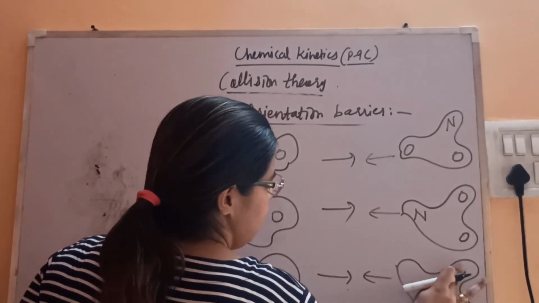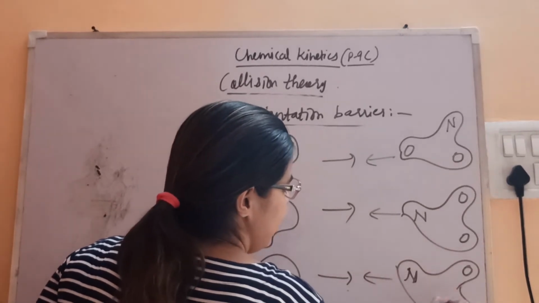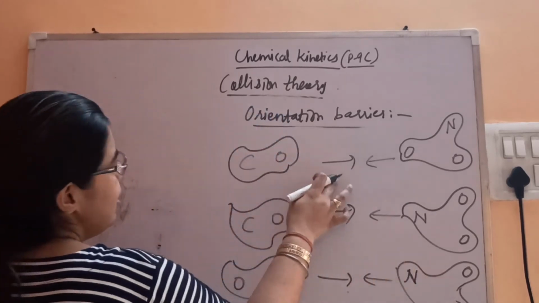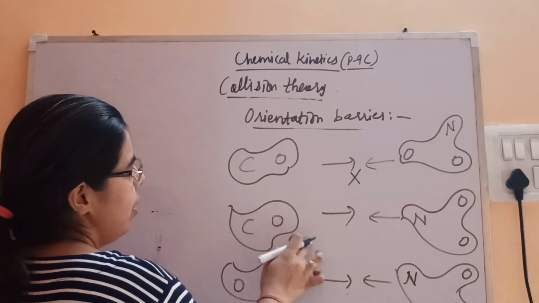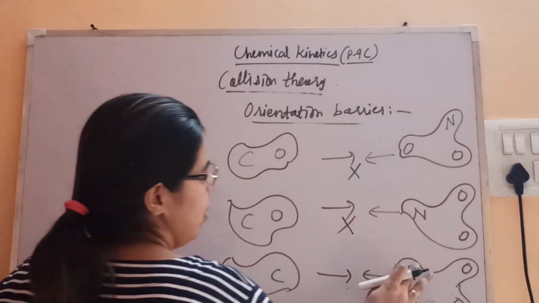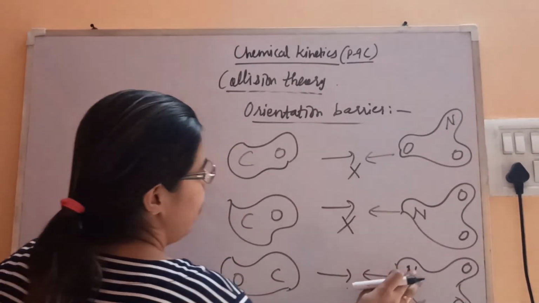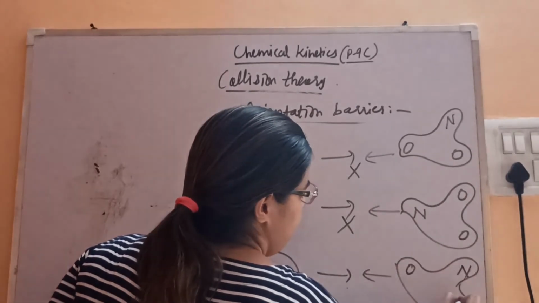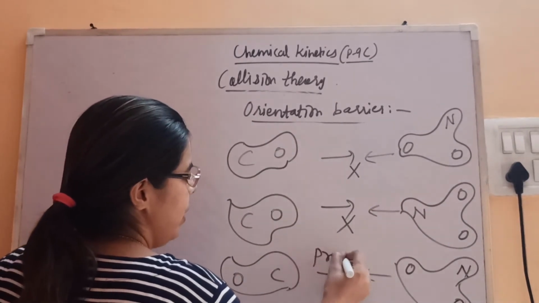Let's consider this. Suppose these are the different possibilities. So here effective orientation is not there. So this is not proper. Here it's not proper. Here oxygen from the NO2 is required. Okay, so let's change it. Sorry. Fine. So oxygen from the NO2. So this is proper orientation.